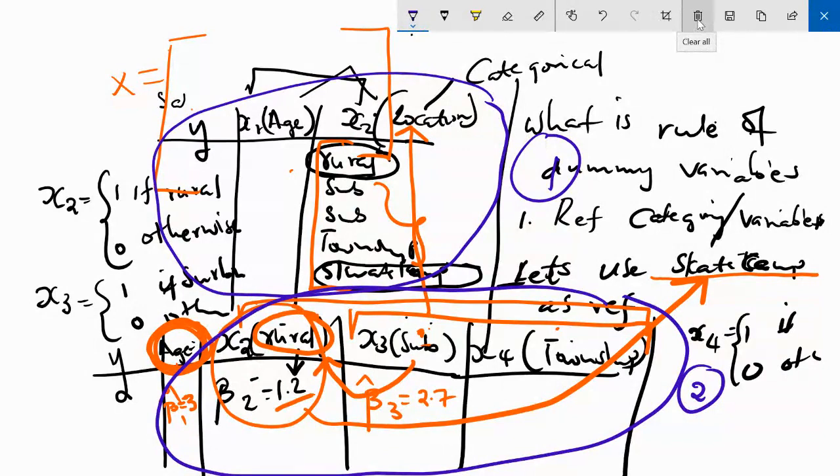Can he explain why too? Yes, leadership, they want you to elaborate. Because x2, x3, and x4, if one of the rows is all zeros, it means the house is located in the squatter camp.